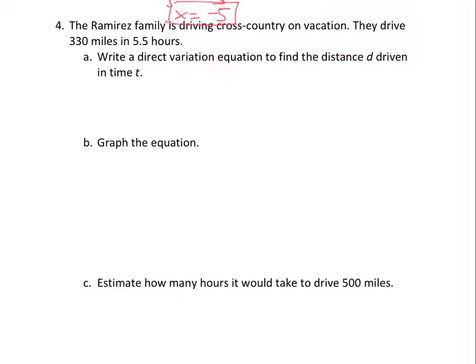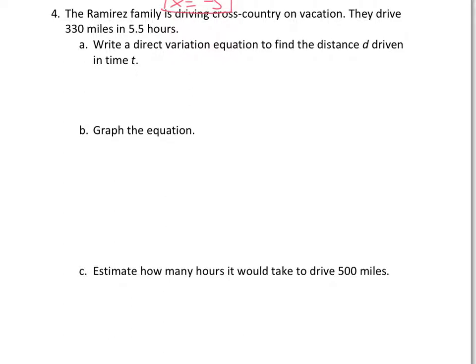Last problem here. A little bit of a word problem. We've got the Ramirez family is driving cross-country on vacation. They drive 330 miles in 5.5 hours. We're going to write a direct variation equation to find the distance driven in t time. Okay, so remember, we have a direct variation equation, which tells us that we've got y equals kx. But we're not going to use y and x. We're going to use d and t, because we've got distance and time.